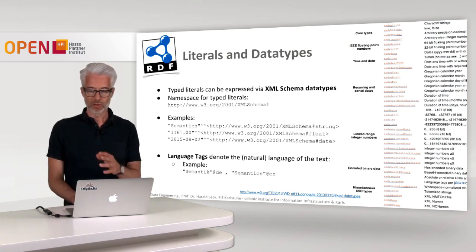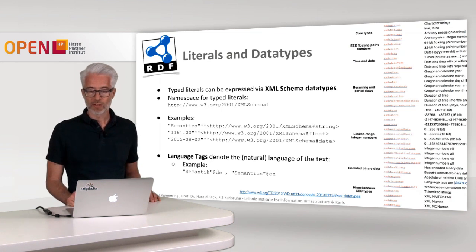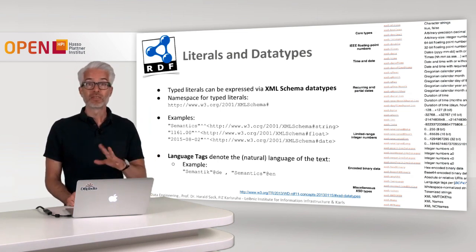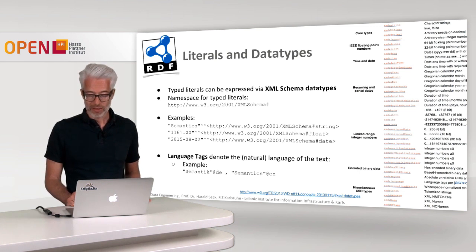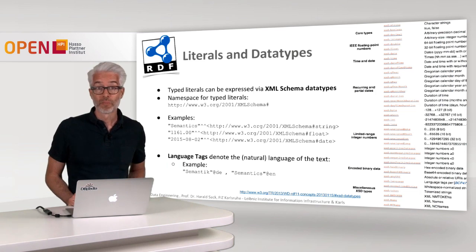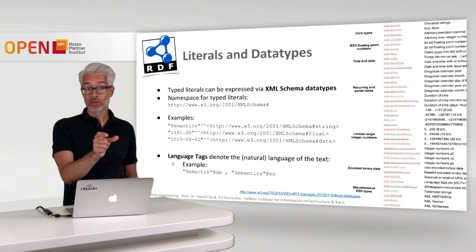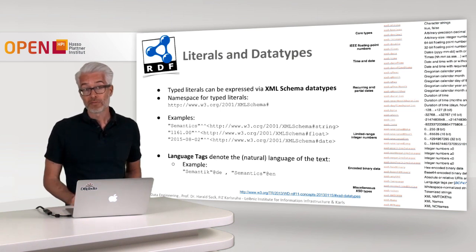So for example, if we look at the core data types, we have string, Boolean, decimal and integer for some kind of numbers. There are several floating point numbers, like for example double and float. Then there are special data types for dates, or there are limited ranges for integers and stuff like that. So there are various kinds of types that you can use. How do I type a character string literal in RDF? Just have a look at the examples that are given here.